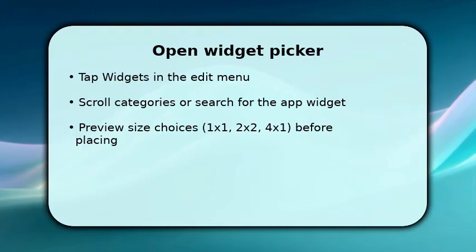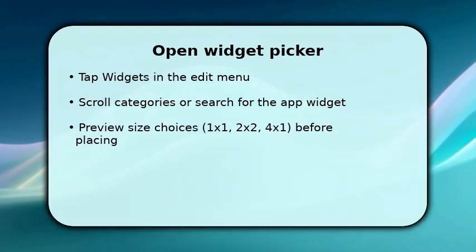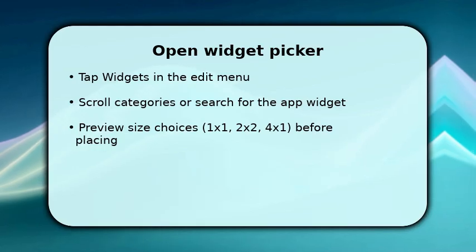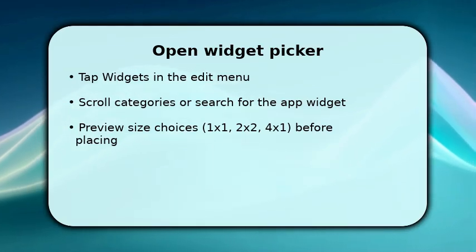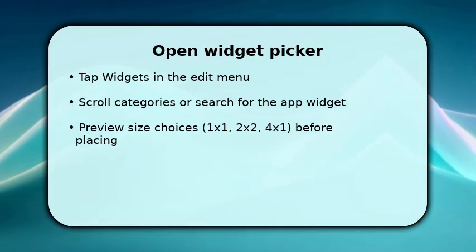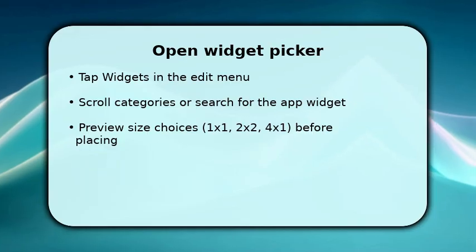That's where selectable items are listed. You'll see categories or a scrollable list. Use the search if you know the app name to save time. Tap a widget to preview available sizes. MIUI often offers multiple configurations, so pick one that fits your layout.